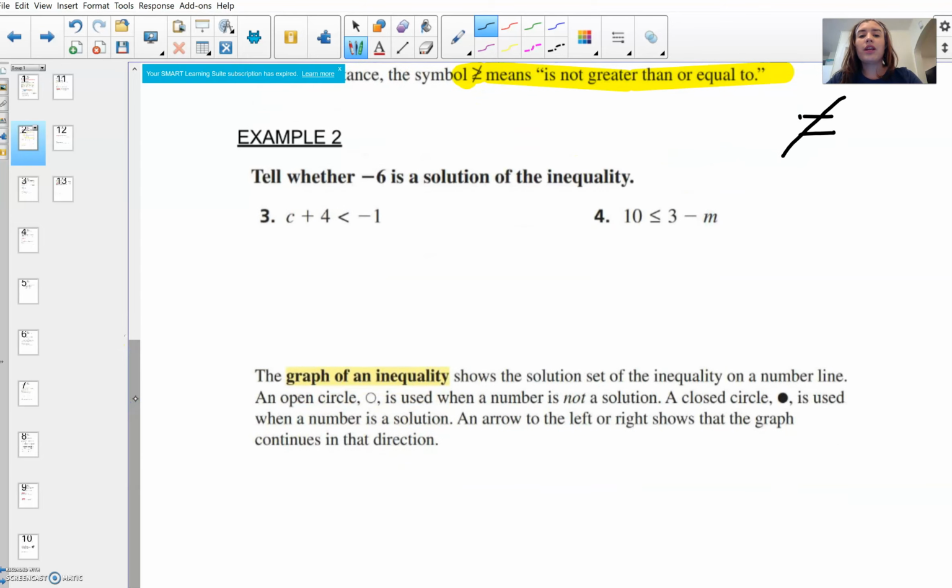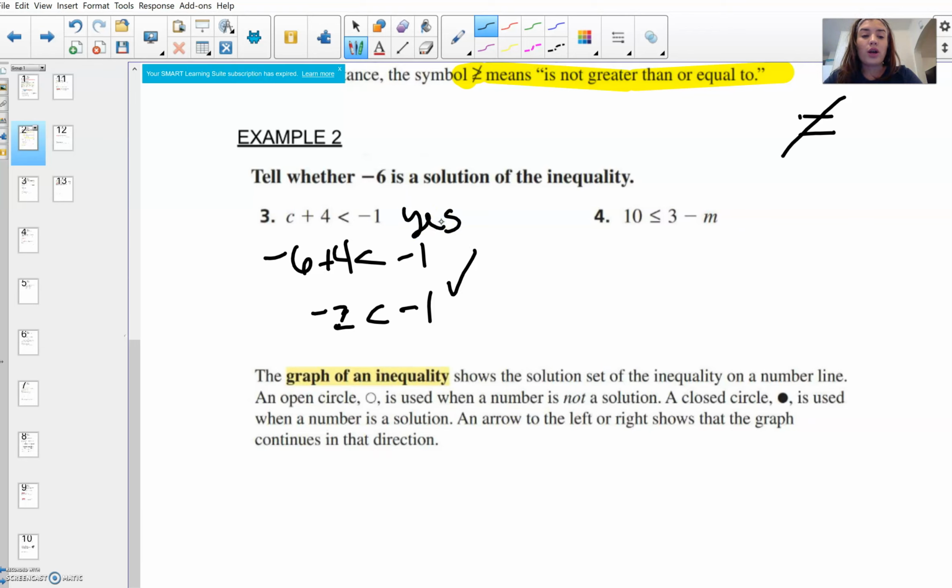Example 2, tell whether negative 6 is a solution of the inequality. So all we're going to do here is plug in negative 6. So negative 6 plus 4, is that less than negative 1? Okay, I'll do this problem with you, and you guys can do number 4 together. Negative 6 plus 4 is negative 2. Is negative 2 less than negative 1? Yes. So negative 6 is a solution of the inequality.